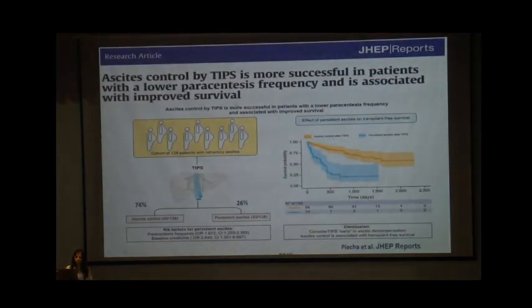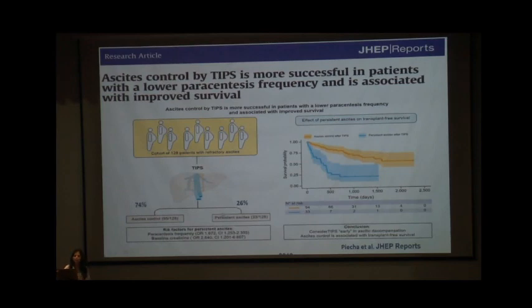So this paper looked at the TIPS outcomes in patients with refractory ascites. This was a retrospective cohort of 128 patients, who were classified at 3 months. The patients who had control of ascites were almost 74%. 26% of these patients had persistence of ascites, and still required therapeutic paracentesis or diuretic treatment.